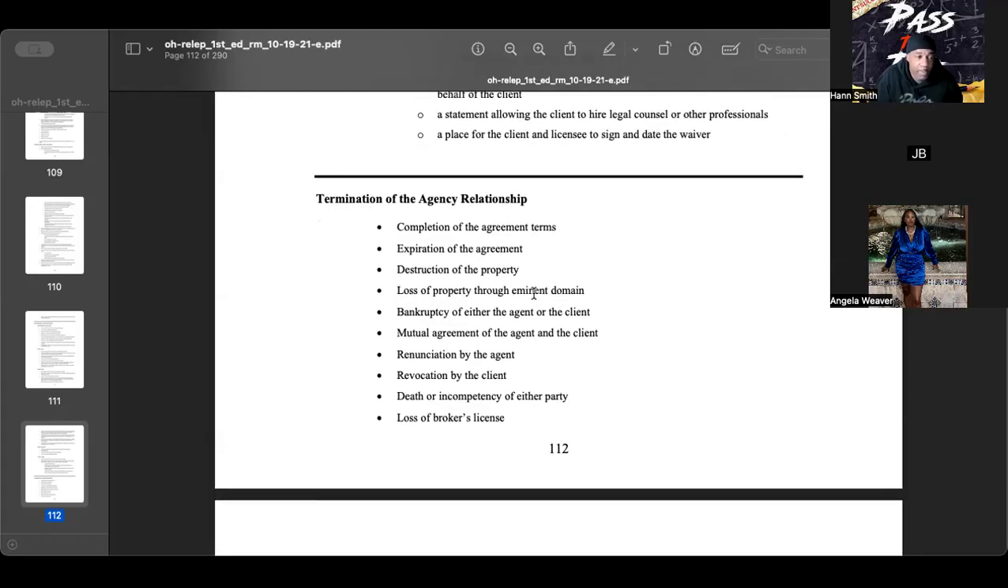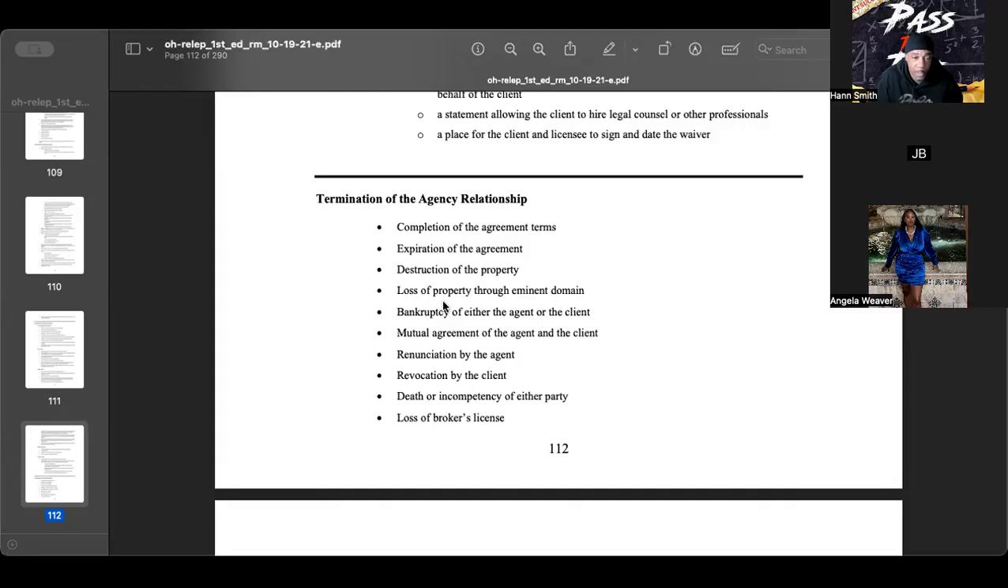Loss of property through eminent domain. Eminent domain is the process in which the government can take a property for public purposes. Typically, there are 2 prongs to this. It has to be for public purpose, and it has to be just compensation, meaning that if they're going to take your property through eminent domain, they have to give you market value or just compensation for whatever property they're taking. You can't have a property that you could have sold on the market for $250,000 and the government takes it and only wants to give you 100.